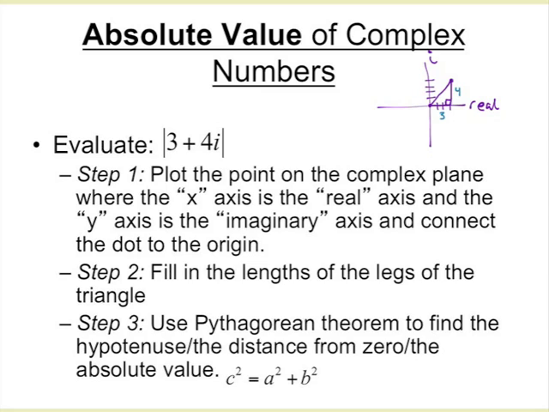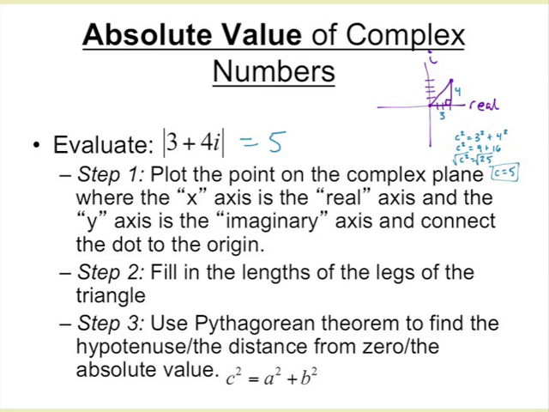Then step 3 says we are going to use our Pythagorean theorem to find that hypotenuse, which is how far that point is away from the origin, or away from 0, 0. So that would be the distance or the absolute value that we're looking for. So the Pythagorean theorem is c squared equals a squared plus b squared. So we do c squared equals 3 squared plus 4 squared. C squared is 9 plus 16, which is 25. And take a square root, and we get 5. So the absolute value of 3 plus 4i is 5.